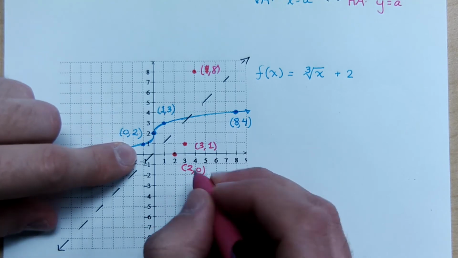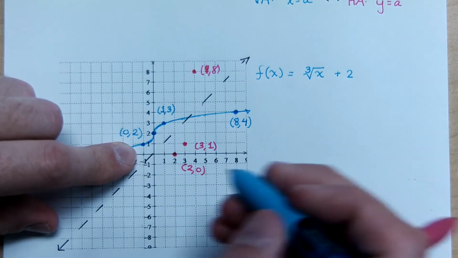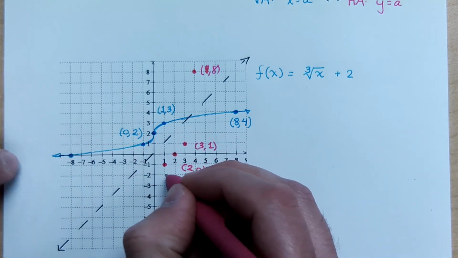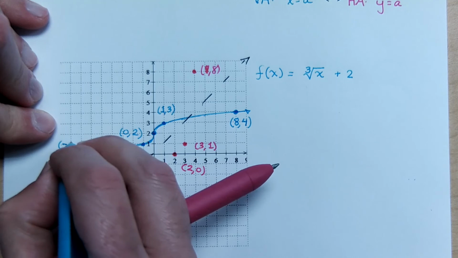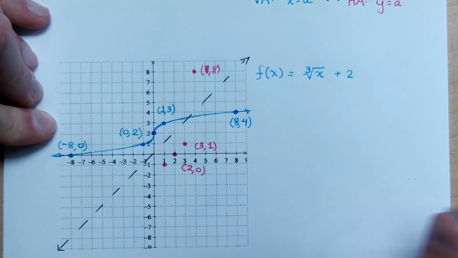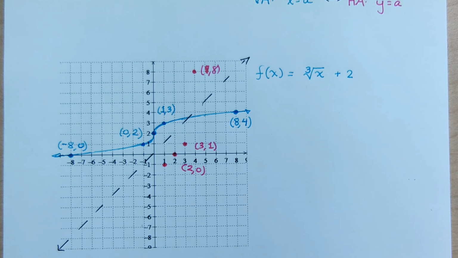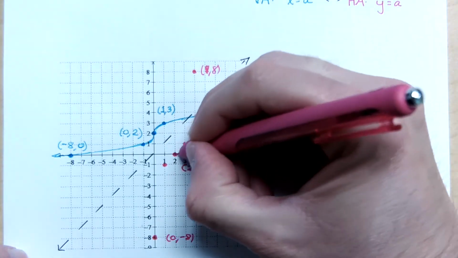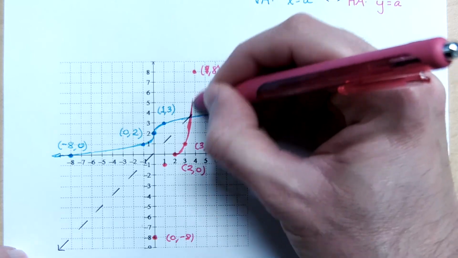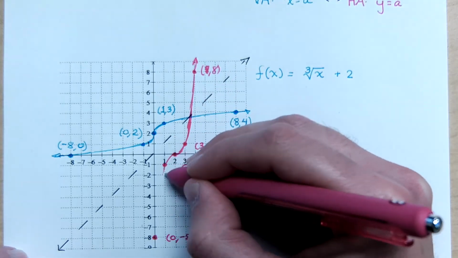If I keep going here, this is negative 1, 1. So I should have 1, negative 1. Then back over here, I have the ordered pair negative 8, 0. And that point corresponds to what on the inverse? 0, negative 8, right here. Now, what's the shape that I expect to be connected to the cube root function for its inverse? The cubing function, right? And so when you connect these dots, you see that that's exactly what we have.